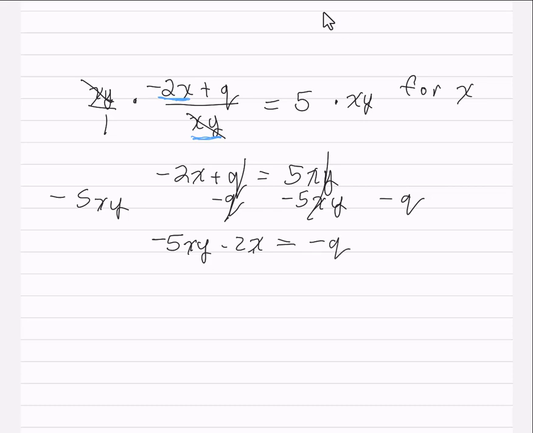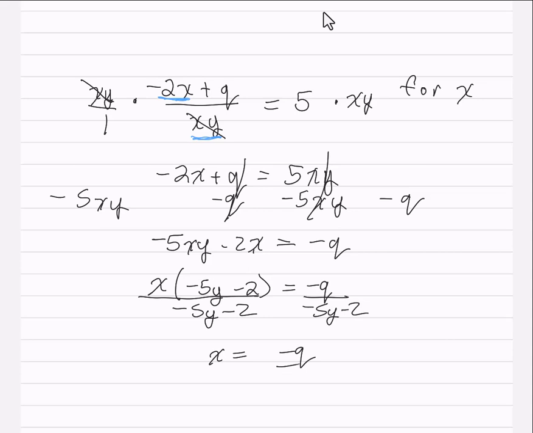So I have two things that have an x in it, and they're not like terms, so I have to factor that x out. When I factor the x out, I'm left with x times negative 5y minus 2 equals negative q. And at this stage, you should know what to do. We'll divide both sides by negative 5y minus 2. And then we get x equals negative q over negative 5y minus 2.